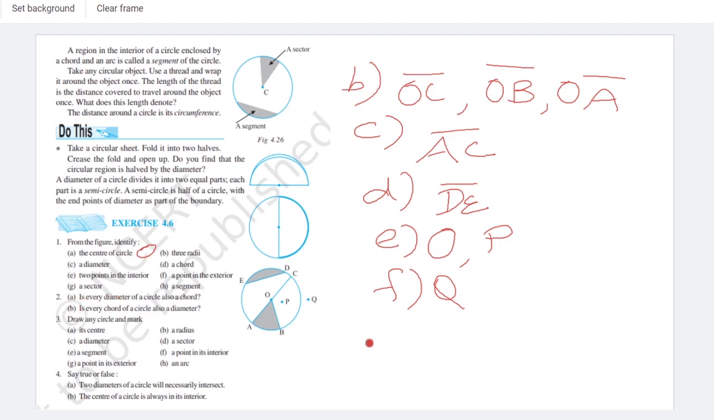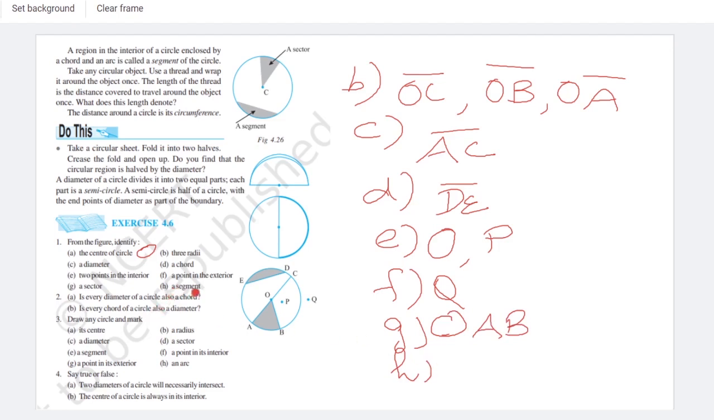Next one, G is a sector. Sector, see, we have seen here 2 radii will be there and 1 arc. The area between them will be a sector. So same way, OA is 1 radius, OB is 1 radius, between them AB is an arc, and so this portion will be the sector. So the shaded portion, you can write, is the sector OAB.